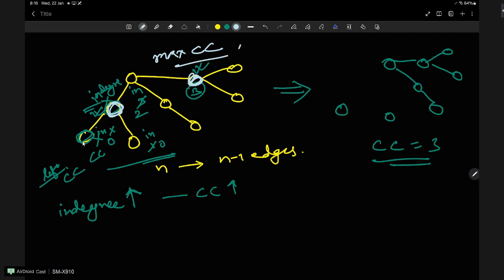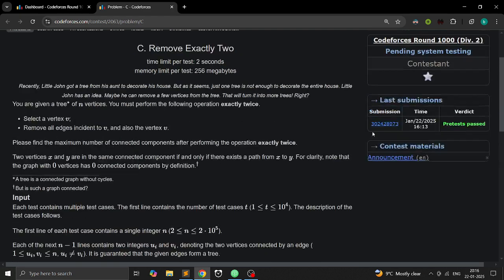So this was the intuition behind solving this question. So let's see the solution. You will understand more by looking at the code.